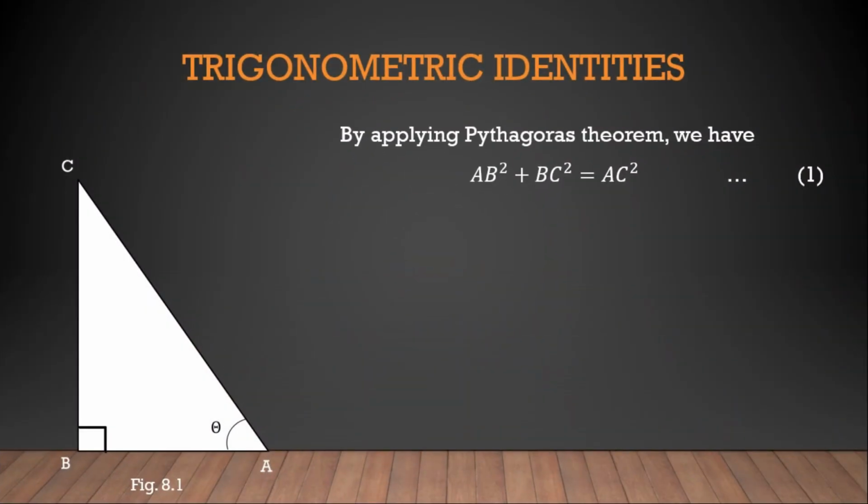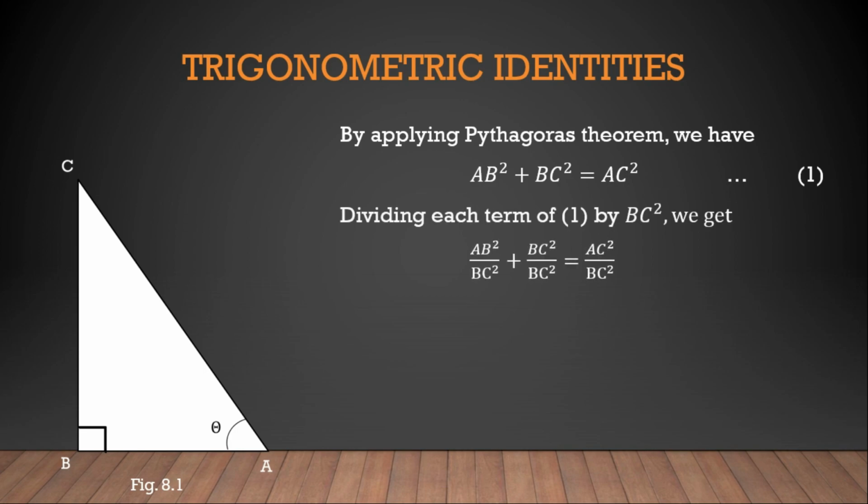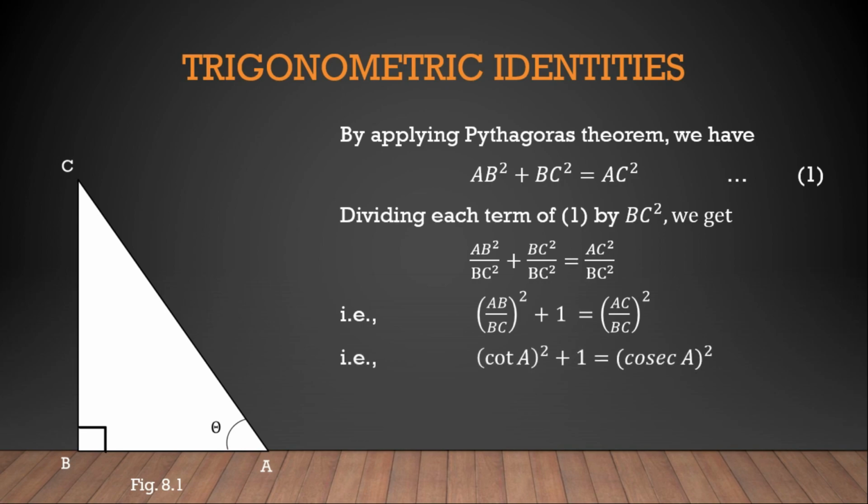Now here, if we divide equation 1 by BC square this time, we get AB²/BC² plus BC²/BC² is equal to AC²/BC². That is, (AB/BC)² plus 1 is equal to (AC/BC)². Again, observe here that AB by BC is base by perpendicular and AC by BC is hypotenuse by perpendicular. Then we have cot² A plus 1 is equal to cosec² A, or 1 plus cot² A is equal to cosec² A. Let it be equation 4.